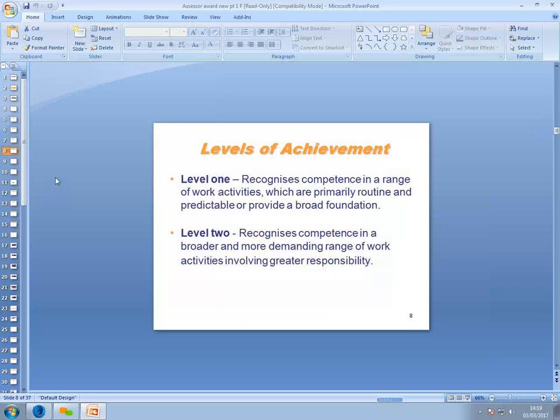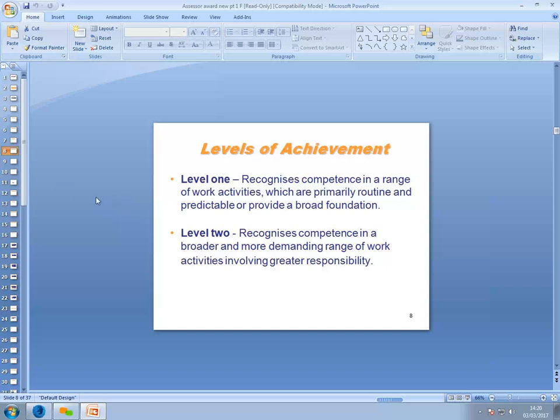They come in different levels. The national standard level in the UK runs from entry level 1, entry level 2, entry level 3, then we get level 1, which is here, and level 2. Level 1 recognises competence in a range of work activities which are primarily routine and predictable or provide a broad foundation. Level 2 recognises competence in a broader and more demanding range of work, and the activities involve greater responsibility.